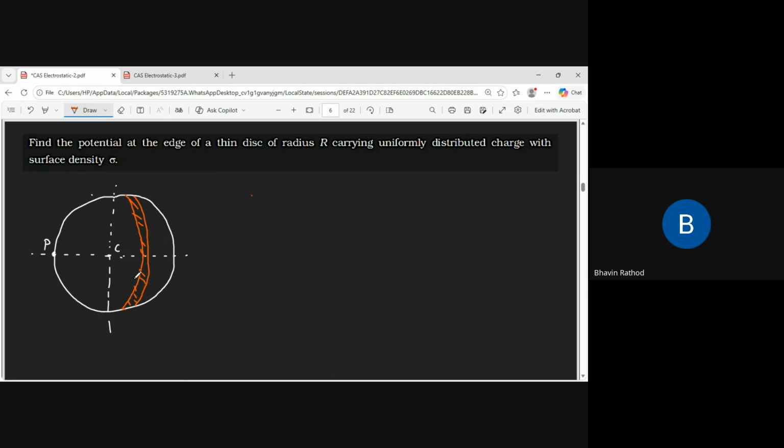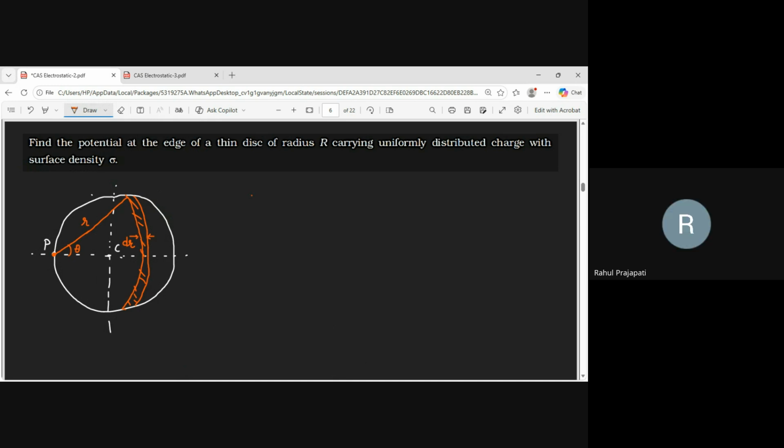Okay, the center of this ring is P itself, and let us say that the radius for this particular element is r, and this angle is theta. This ring element has a thickness of dr. So we will consider that the disk is made up of a bunch of such ring elements.